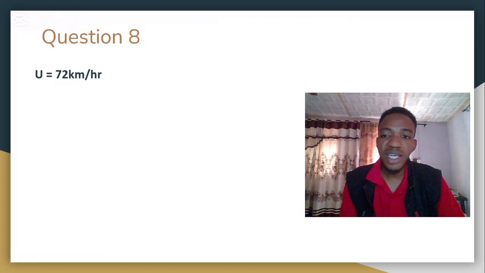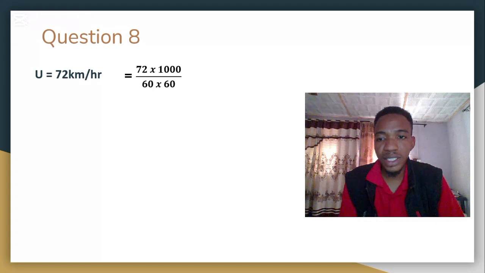Since this one is given in 72 kilometers per hour, we are going to convert it to meters per second. Kilo means 1000, so 72 times 1000 meters divided by hour. If I convert hour to minutes, 1 hour is 60 minutes, and if I want to convert minutes to seconds, that means 60 times 60. So we say 72 times 1000 divided by 60 times 60, because 60 for the minutes and the second 60 for seconds. If you do this using your calculator, you should get our initial velocity to be 20 meters per second.